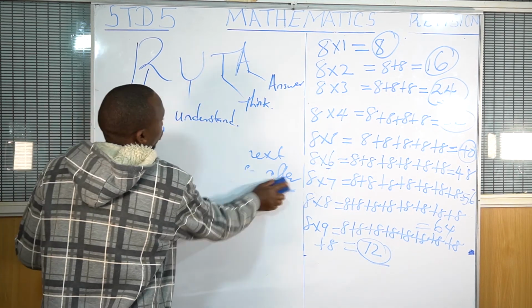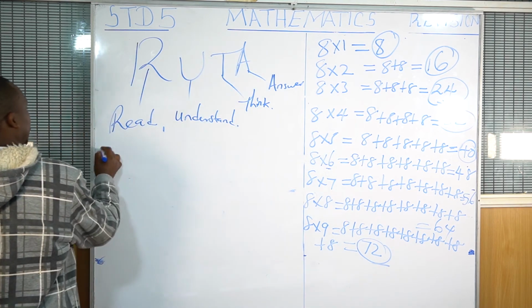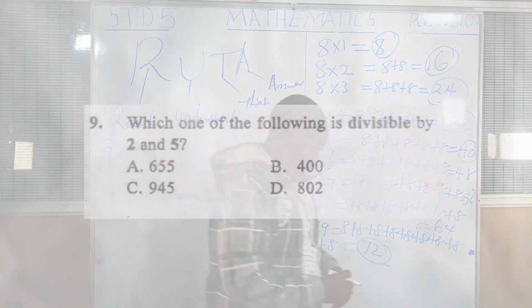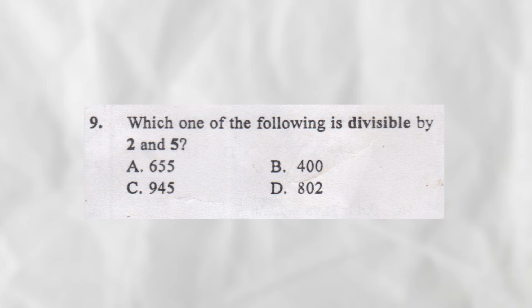We go to question number 9. Which one of the following is divisible by 2 and 5? You have the answers given. A, 655. B, 400. C, 945. And D, 802.